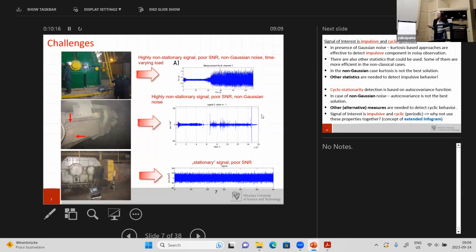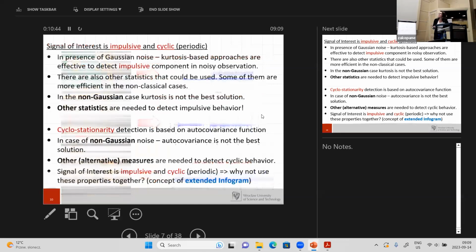In the second signal, which is completely different from the first one, we also observe non-stationary behavior and also large impulses. And in the last signal, maybe you can assume that it is a stationary model. However, there is a very poor signal-to-noise ratio, meaning that the cyclic impulses that we want to find are hidden in the background noise completely. And this is also a very challenging problem for us.